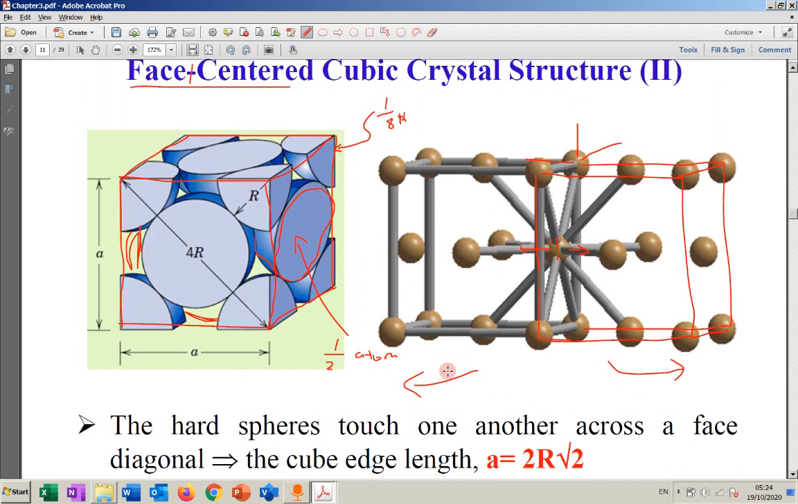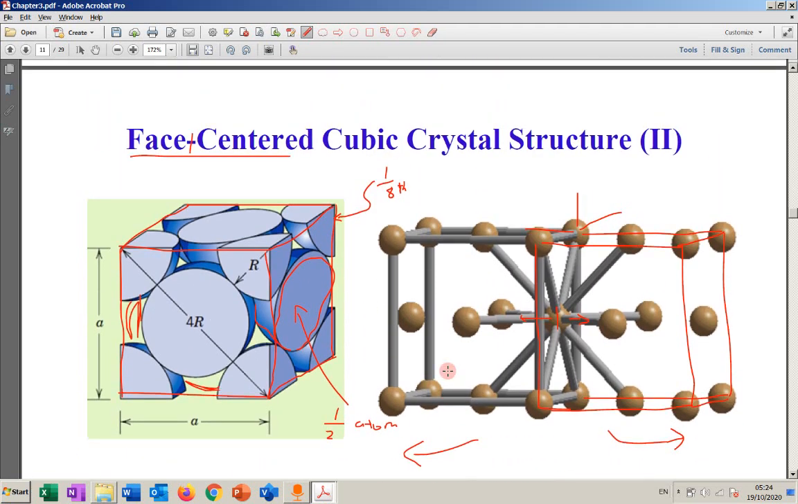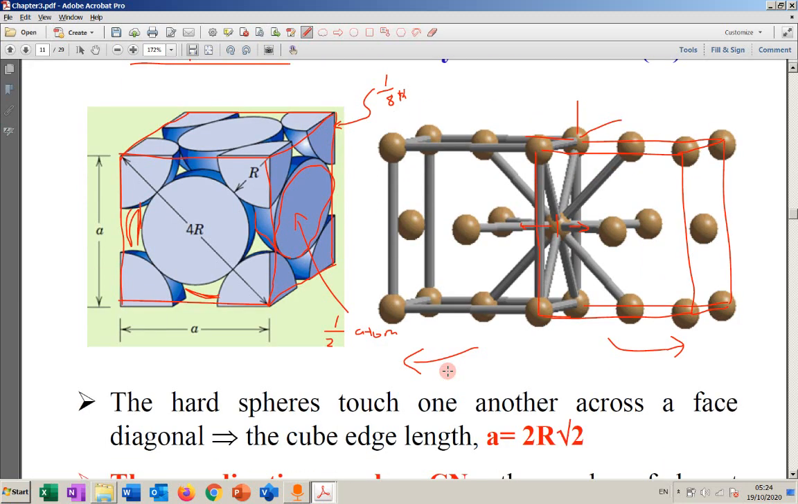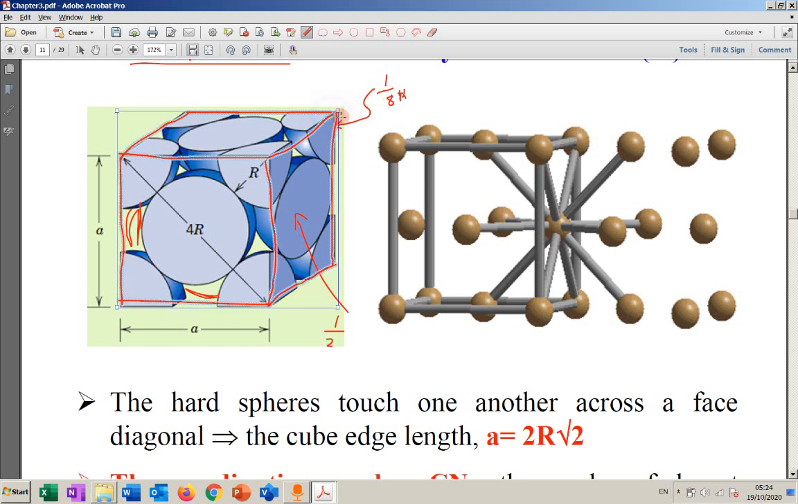Now, what else do we have to know about the face-centered cubic structure? We said there is a relation between the lattice parameter and the radius. Now here we cannot say that a is equal to 2R. We cannot say a is equal to 2R. Why? Because the corners are not touching.